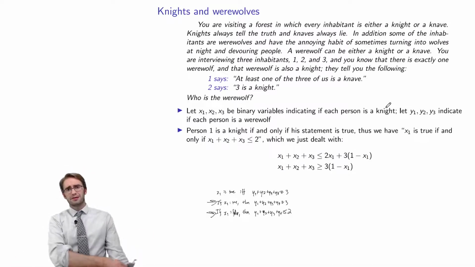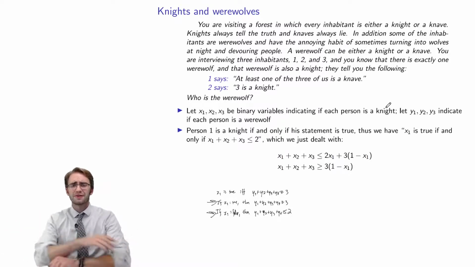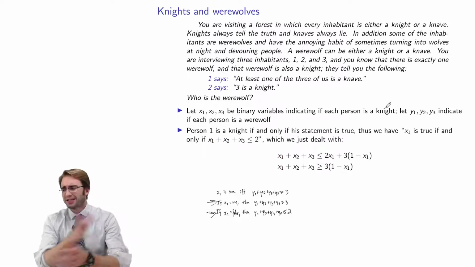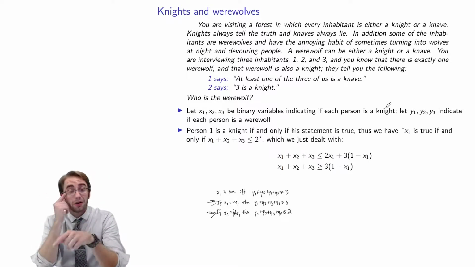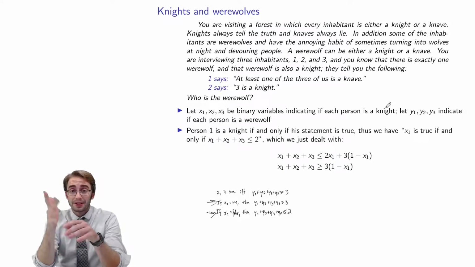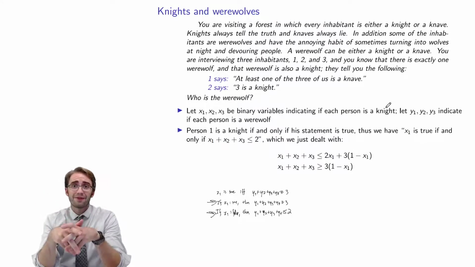This is a puzzle called The Knights and the Werewolves by Raymond Smullyan. Actually, he wrote books and books of these kinds of puzzles. It's just every possible configuration of this brain teaser about, you're on an island and some people always tell the truth, some people always lie, this kind of thing.